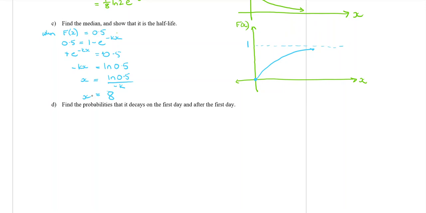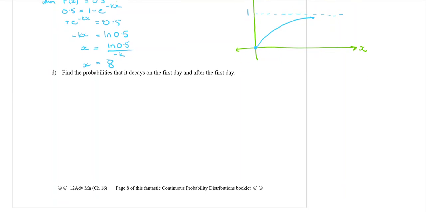Okay, there's my median. Find the probability that it decays on the first day and after the first day. So on the first day would be the probability that x is less than or equal to 1. To find everything less than 1 would mean I want the cumulative. I could use the cumulative equation and sub in the 1.